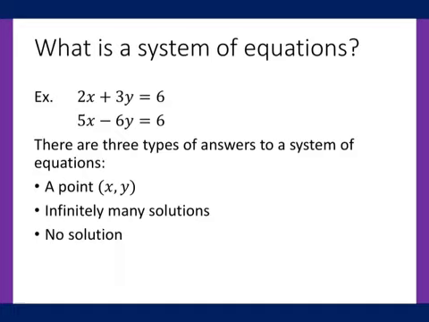Now there are three types of answers to a system of equations, three different scenarios we can have. Most of the time we will end up with a point as our answer, an x comma y. We'll know what x equals, we'll know what y equals. But sometimes we end up with one of these cases down here. Infinitely many solutions means there's more than one solution. There's actually a ton, as many as you can think of. And then lastly, sometimes we end up with no solution, where there's not an answer to a system at all. So let's start off by doing some graphing.